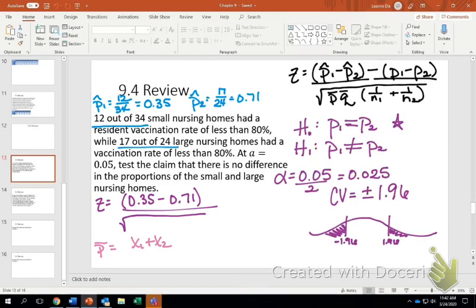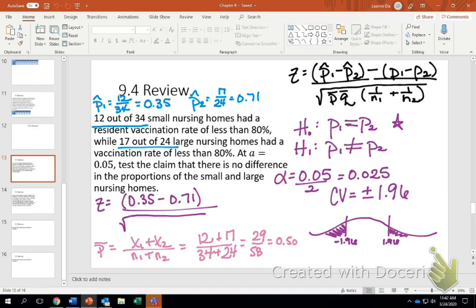Right, as I was saying, over the first sample size plus the second sample size. So I can come up here and I see it's 12 out of 34, so 12 out of 34, and I'm going to add that together with my 17 out of 24, and this is going to give me 29 out of 58 with a decimal of 0.50.